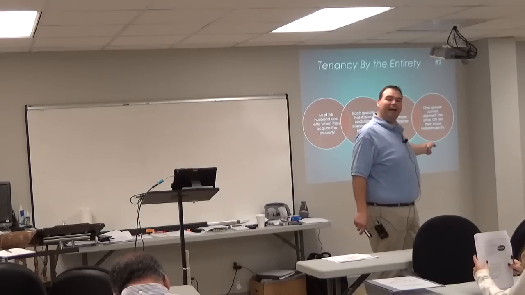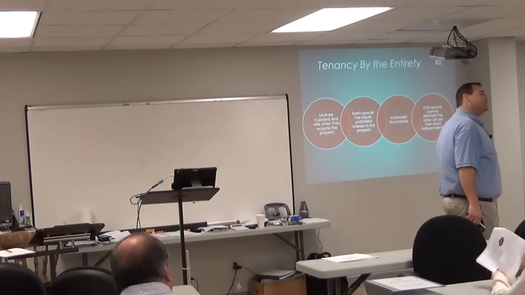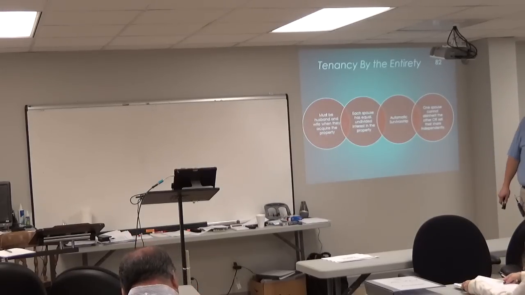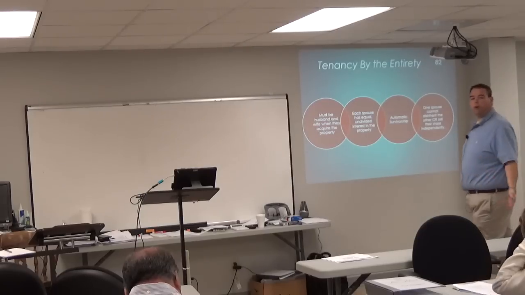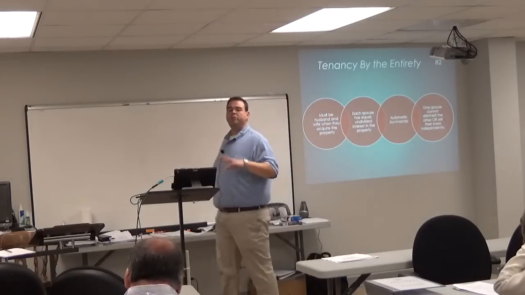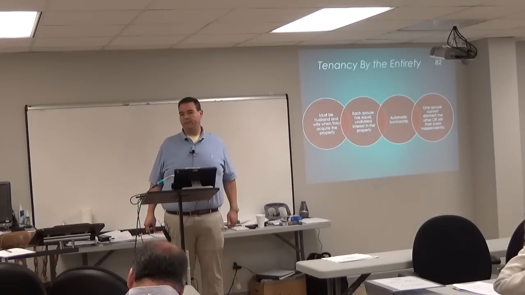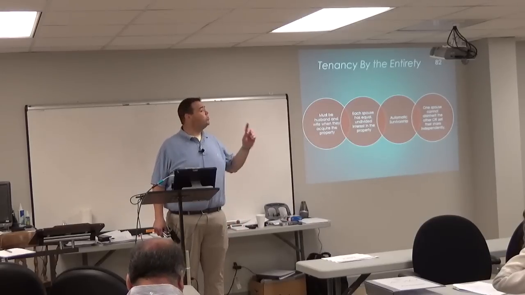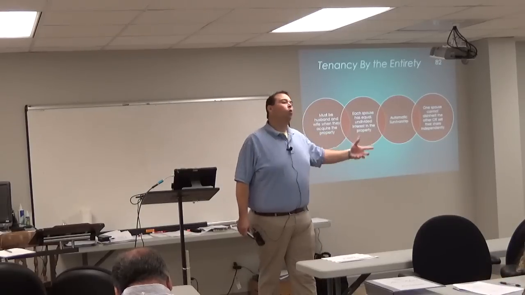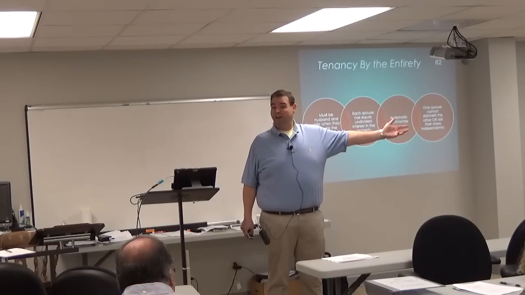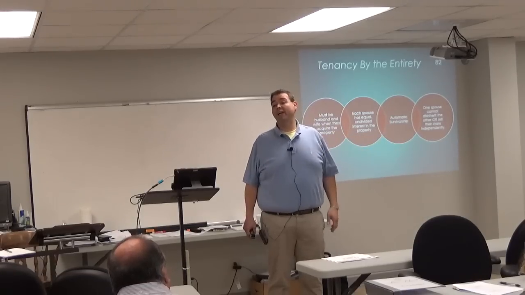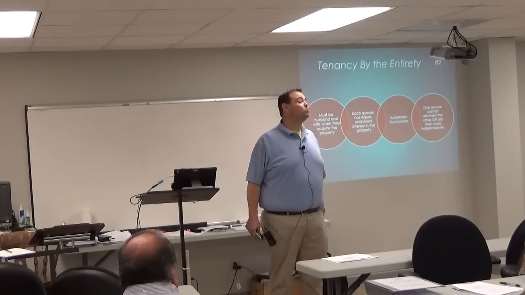That's called tenancy by the entirety. Tenancy by the entirety happens when two married people take ownership of property in the state of North Carolina. Notice I didn't say when two married people own property in North Carolina, because the truth is there's a difference between owning property and taking ownership of property. Can I own something that I owned from before I was married? Yes. And guess what? Nobody waves a magic wand and changes your type of ownership just because you got married.